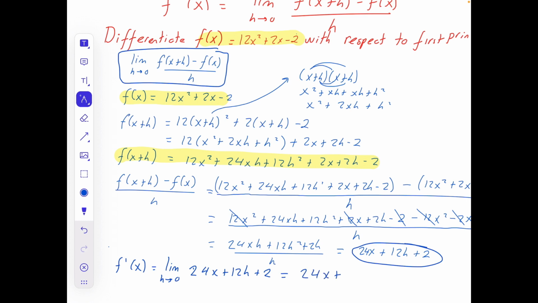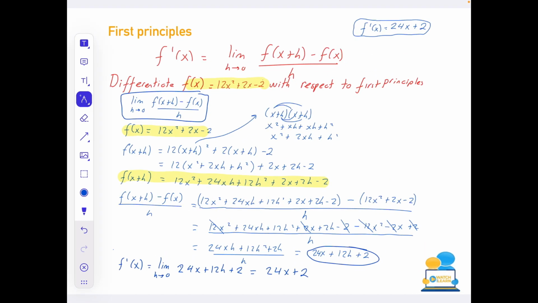So it's going to approach 0. So 12h is going to get so close to 0. So we're just going to be left with 24x plus 2 as our final answer, which, take a look up at our prediction, matches up with our answer.